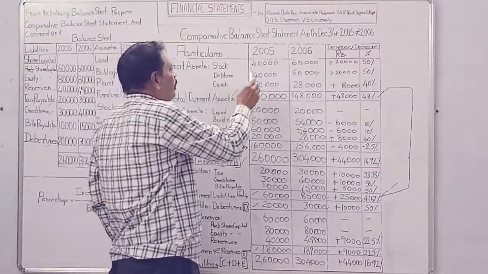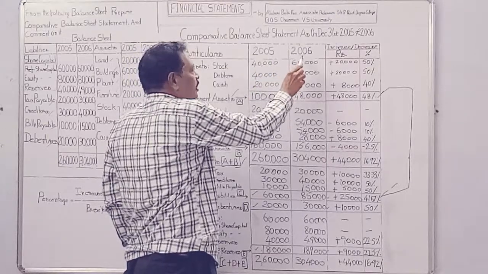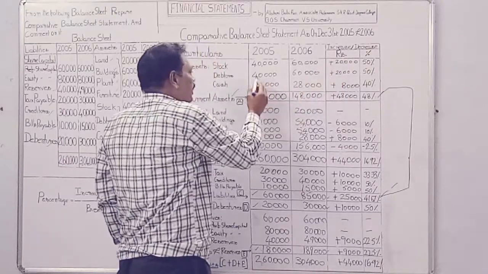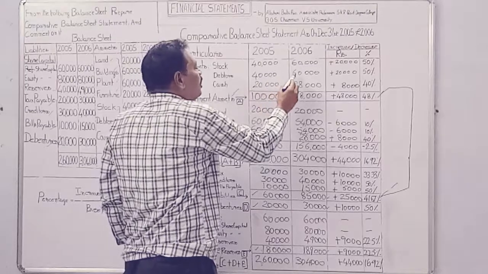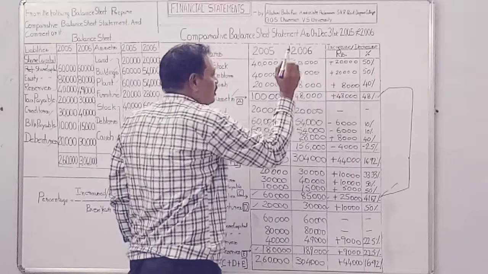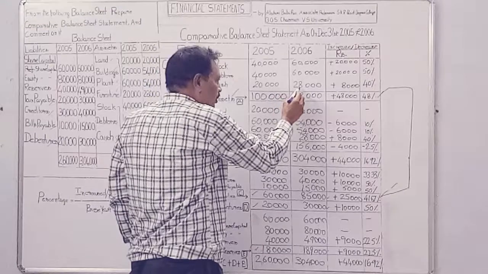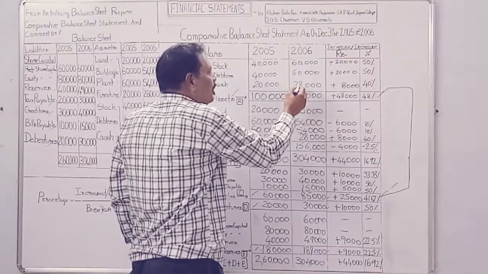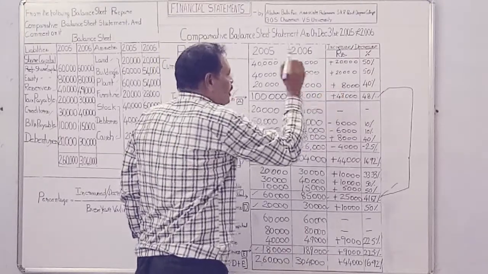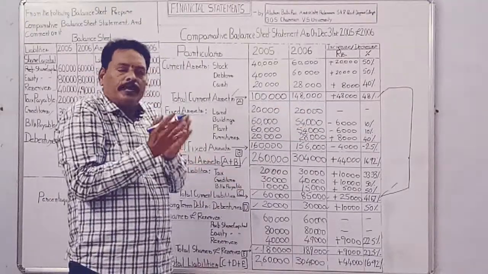You see here, stock is 40,000 for 2005 and 60,000 for 2006. Simply 20,000 increased. That's why you put plus mark. Like this, 40,000 debtors changed into 60,000 in 2006. That indicates 20,000 increase, plus. At the same time, cash 20,000 changed into 28,000 in 2006. That means 8,000 increase, you put plus. Like this, all the decreased and increased values you can calculate.